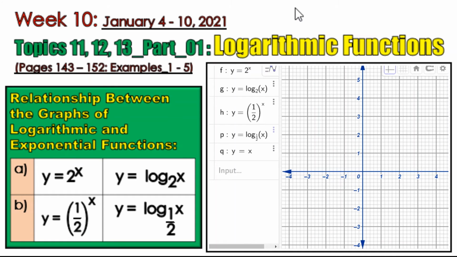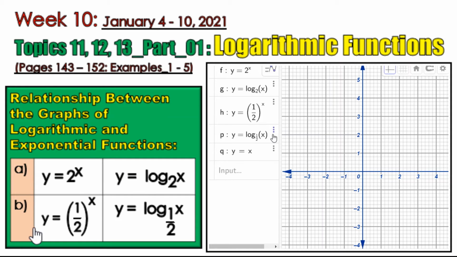Okay, so now let us discuss the relationship between the graphs of the logarithmic and exponential functions. We have the first pair, y is equal to 2 raised to x, and the second function, y is equal to the logarithm of x to the base 2. These two are inverse to each other. So let us see the graphs later. What can we say about the relationship between these two graphs?